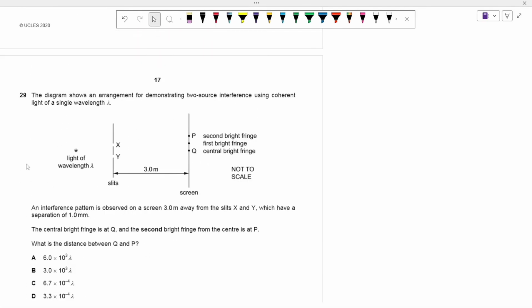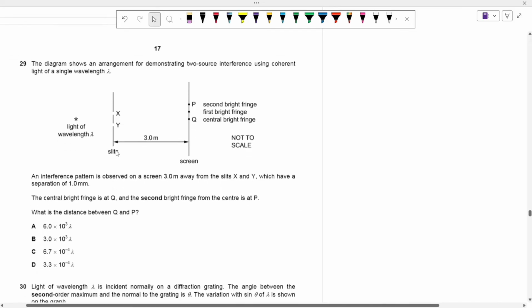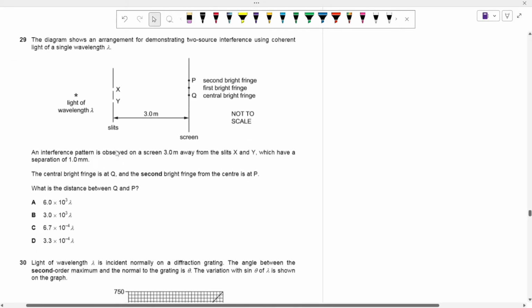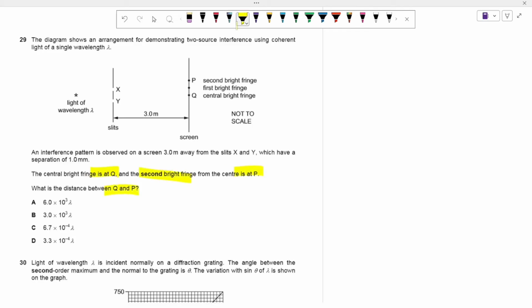Question 29. Particular scenario, we're trying to demonstrate two source interference using coherent light of a single wavelength. An interference pattern is displayed. An interference pattern is observed 3 meters away. So the central fringe is at Q, the second bright fringe is at P. What is the distance between Q and P? Right, so what do we know? Let's always start with what you know.